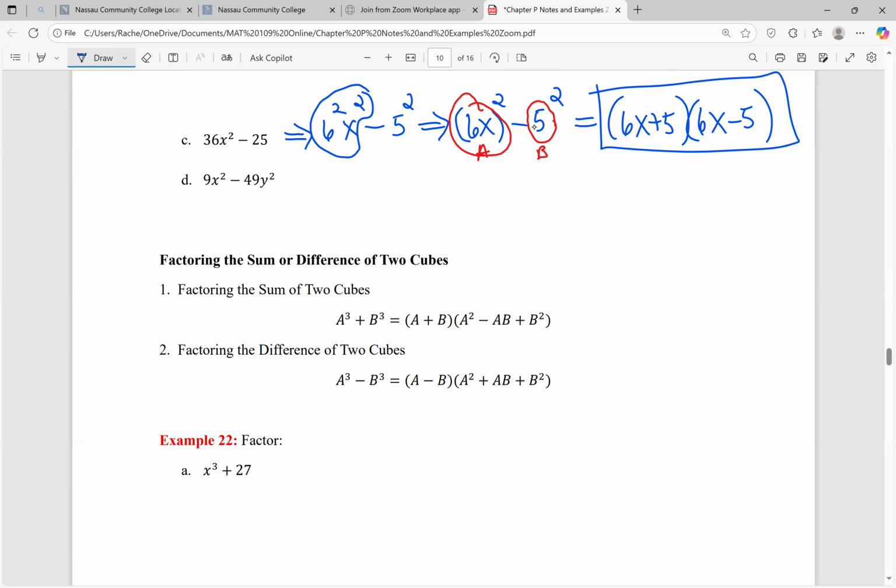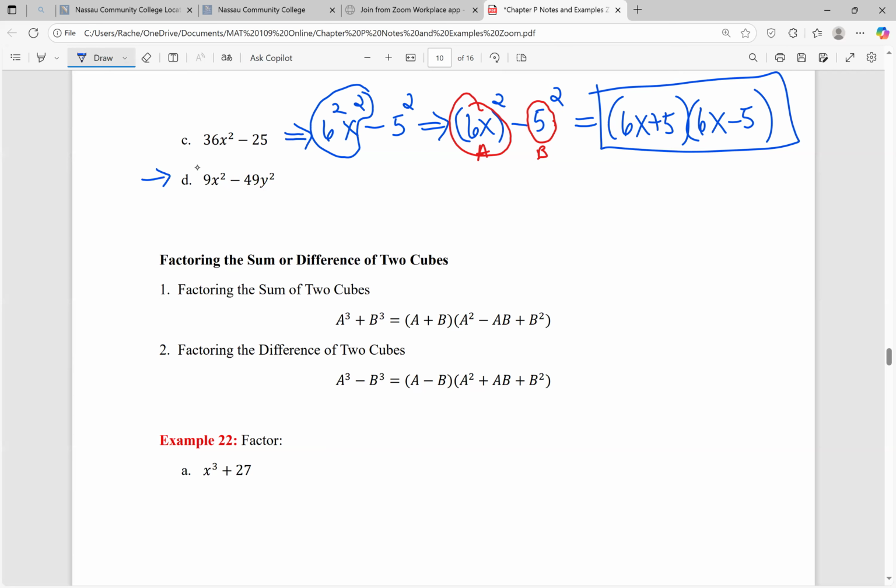Let's do one more. So part D, I have 9x squared minus 49y squared. My greatest common factor is 1, so factoring out a GCF is not going to help here. But I do see I have a binomial. I have a difference, I have some squares, and then I see 9 and 49 are perfect squares, right? So this is making me think, all right, maybe this is difference of two squares.